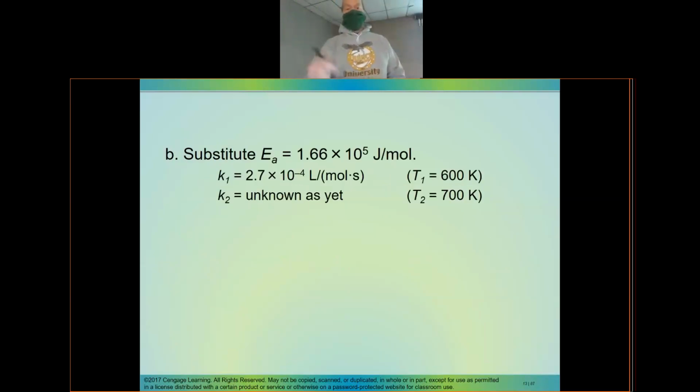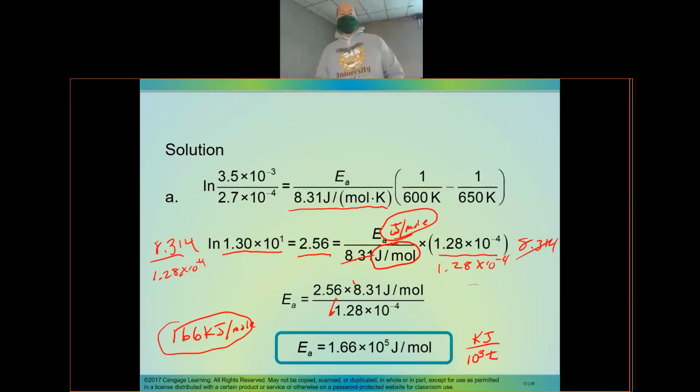All right, so now we have our energy of activation. And then it says, what is the K value at 700 Kelvin? So what is my rate constant K at 700? One thing you can say, it's going to be larger than it was at 650. So it's going to be a larger number than 3.5 times 10 to the minus 3. As you increase the temperature, you increase your rate constant K.